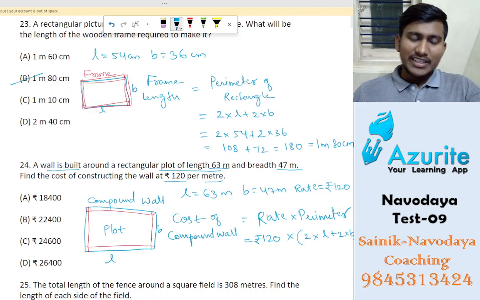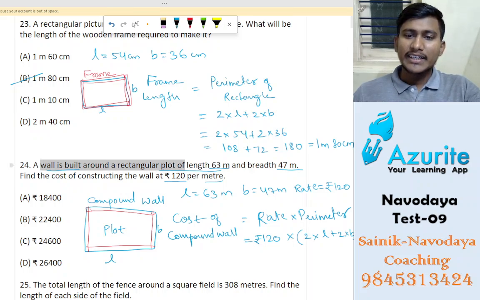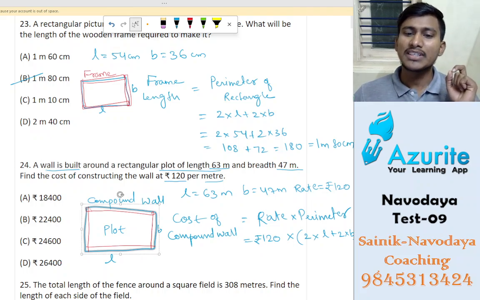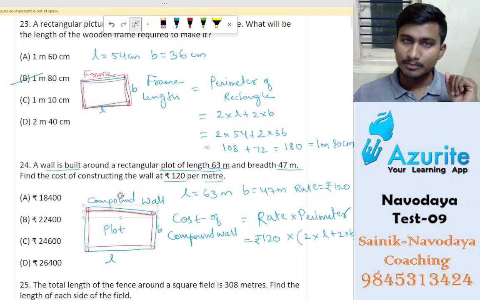So students, next 24 question is easy. A wall built around a rectangular plot. A wall built around a rectangular plot means it is a compound wall. You build a compound around a plot. So that is a compound wall. Okay.